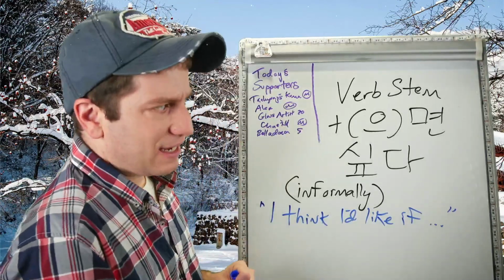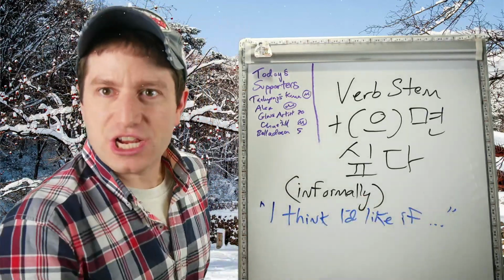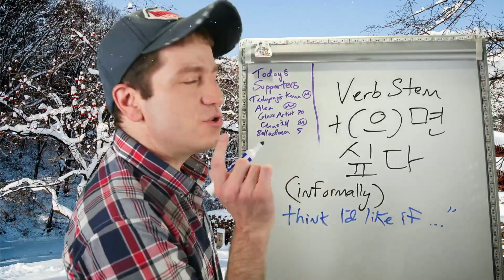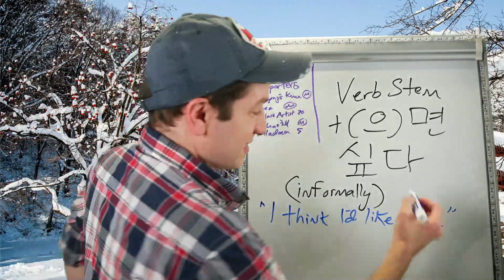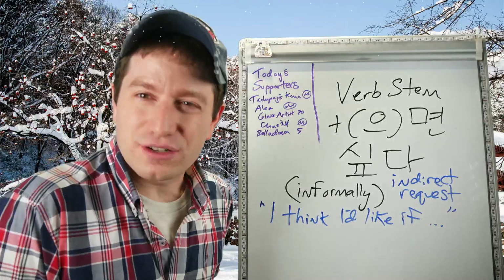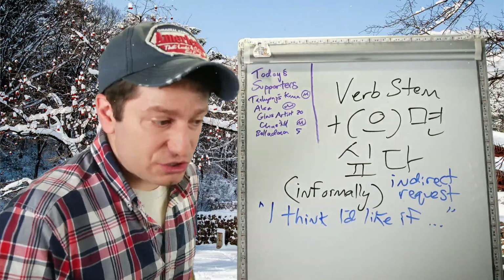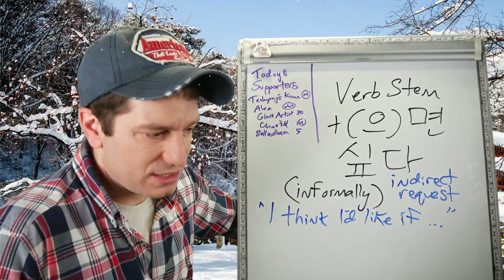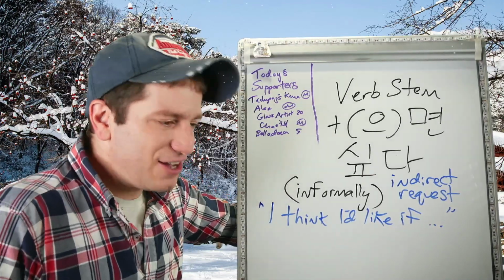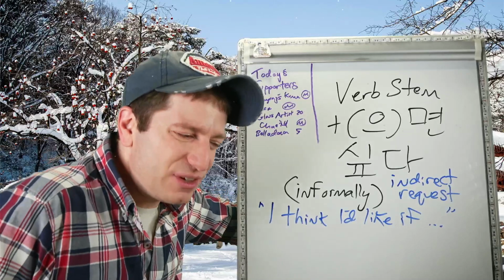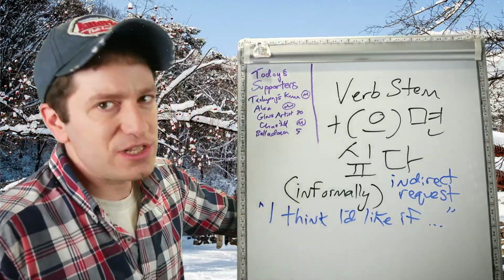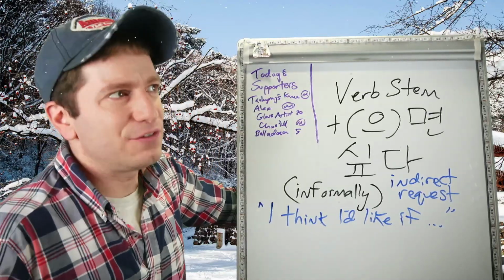And because of that, this form is also, just like 면 하다, used to make indirect requests. So you can think of this as an alternate version of 면 하다. But besides that, it's actually very similar to 하다, just a different nuance. So 하다 is kind of like, yeah, it would be nice if, it would be really nice if you would do something. This one's more like, I think I would like if you do something.